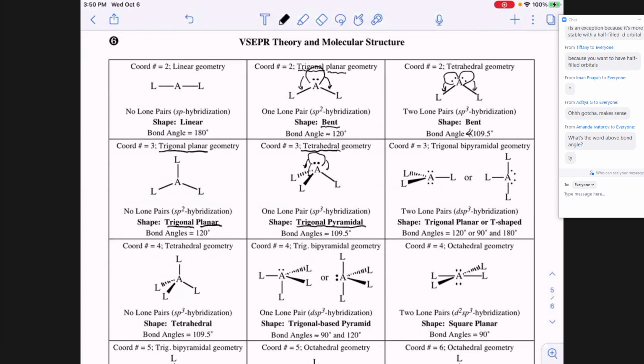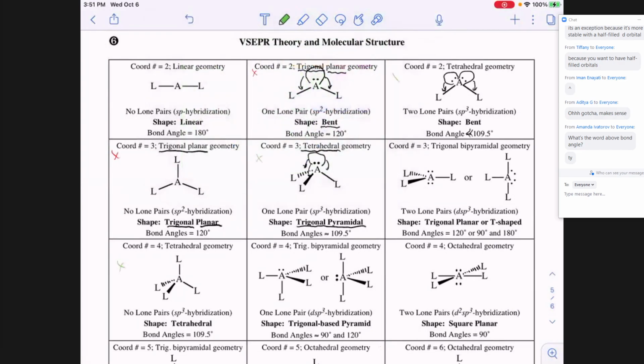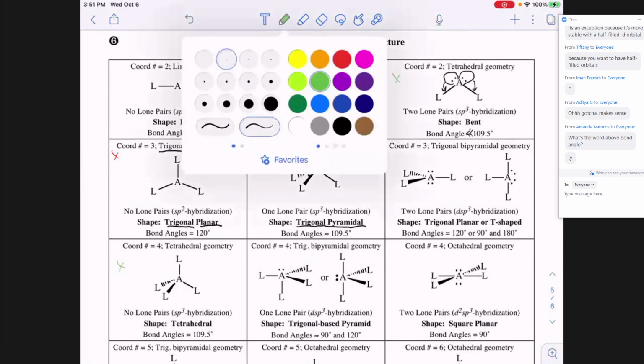So if we go across diagonally, these have 3 groups of electrons around them. These have 4 groups of electrons around them. It's just varying the number of lone pairs. This has no lone pairs in the bottom one. Then the middle one has 1 lone pair, and the top one has 3 lone pairs.